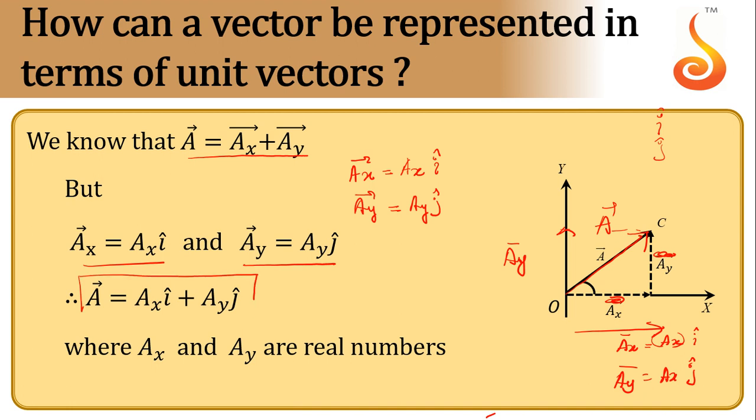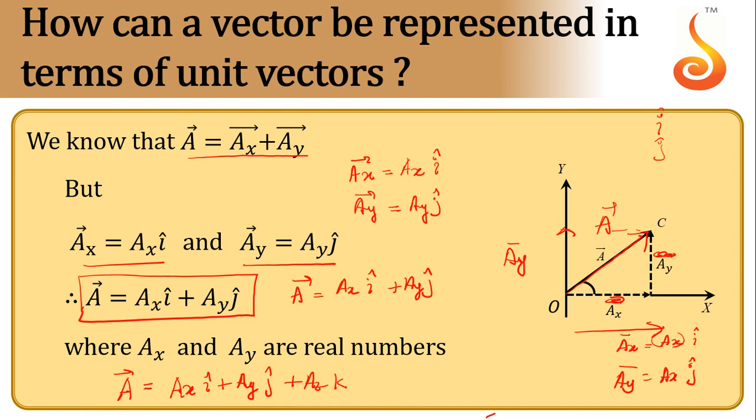Thus the vector A can be represented in its complete form as x component into i cap plus y component into j cap. Suppose that vector is present in 3 dimensions, not in the xy plane or any other plane, then we write it as Ax i cap plus Ay j cap plus Az k cap, where Az is its component along the z axis and k cap is the unit vector along the z axis.